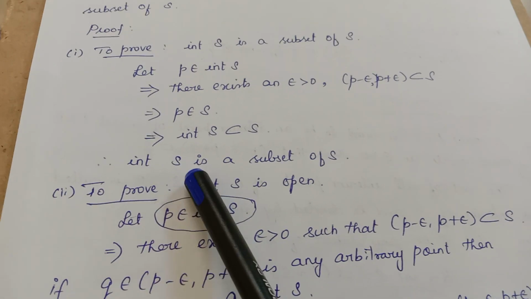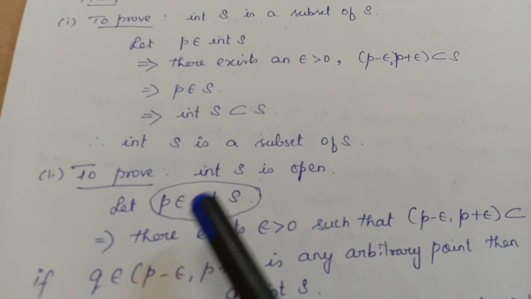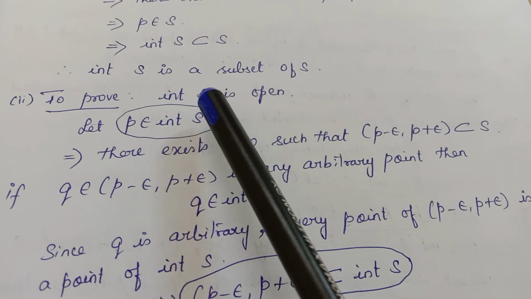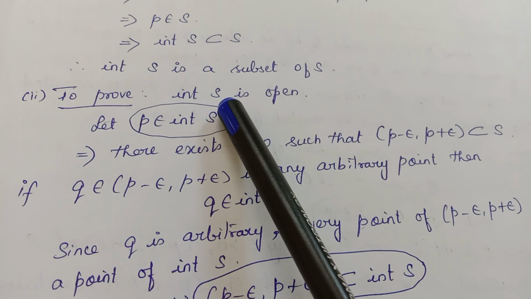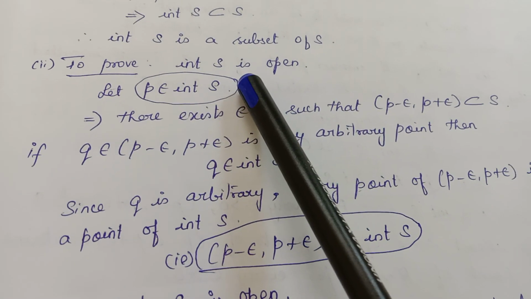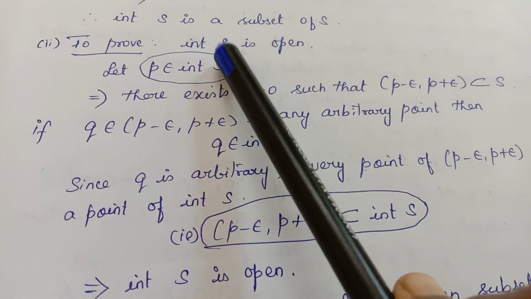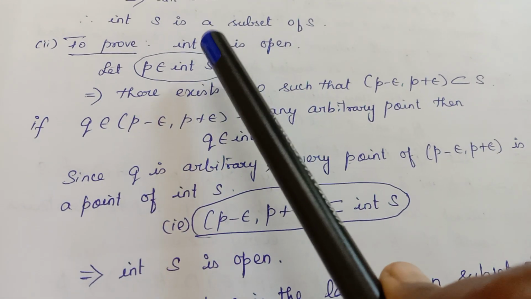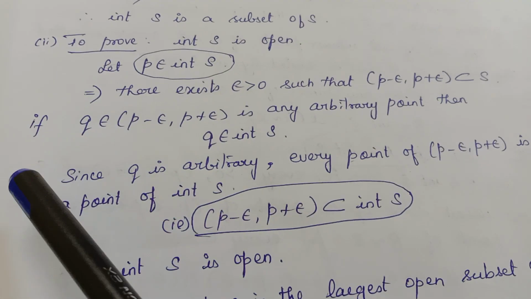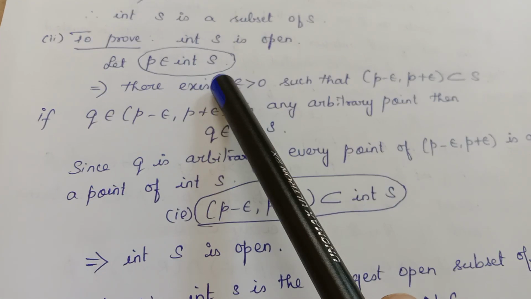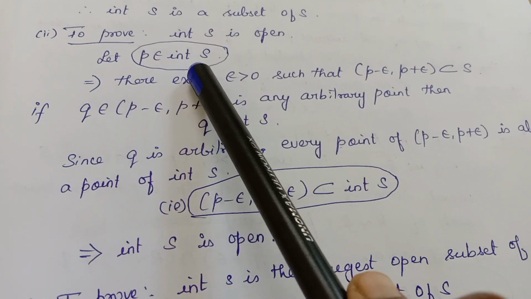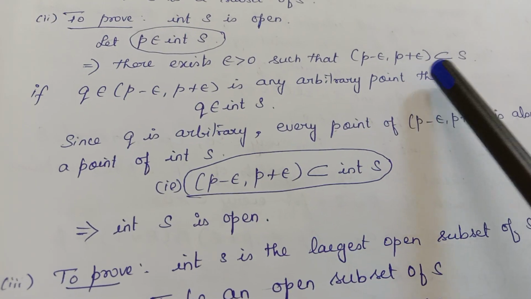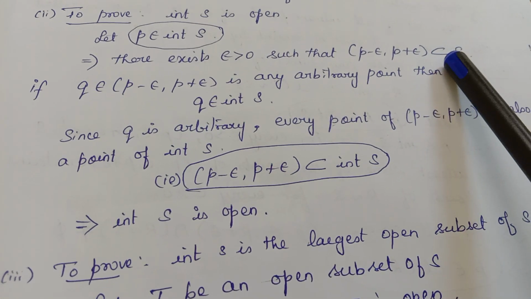Okay, right. Next one, what am I going to prove? It is an open subset. So for proving a set is open, what do you have to prove? That the set is a neighborhood for each of its points. I want to prove interior of S is open. For that I have to prove this set contains a neighborhood for each of its points. Whatever point you take in interior of S, it must contain a neighborhood of that point. So let me take one point P belonging to interior of S. Interior point means for at least one epsilon greater than 0, P minus epsilon to P plus epsilon is completely contained in S.